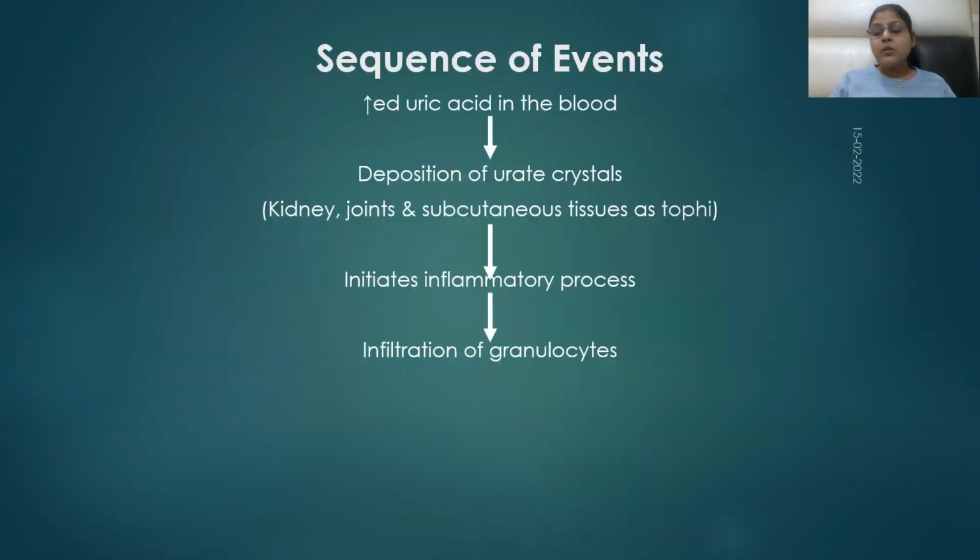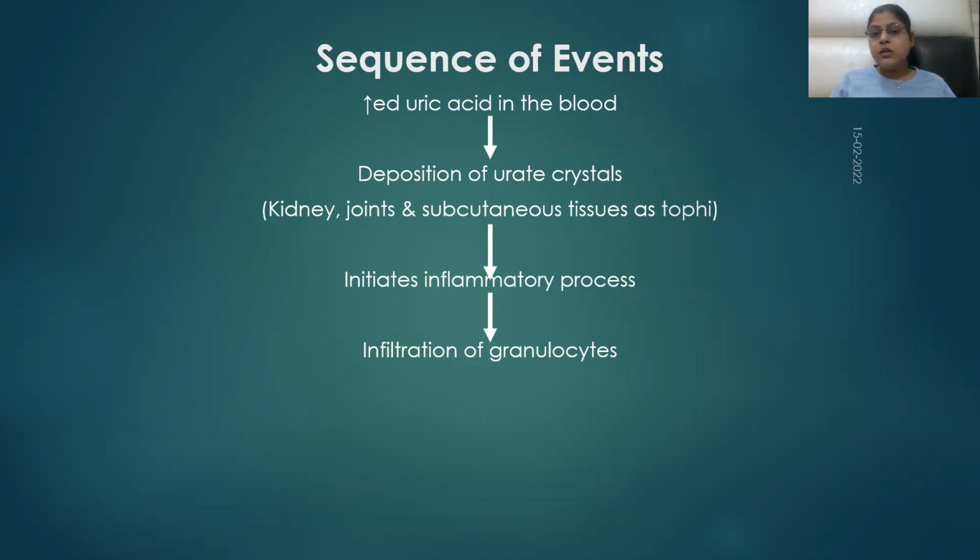Now, what is the pathophysiology of gout or hyperuricemia? There are increased uric acid levels in the body that will lead to deposition of uric crystals. In acute gout, there is deposition of uric crystals in joints like the kidney, joints, and subcutaneous tissues as tophi. And in chronic gout, subcutaneous tophi are formed, and that will initiate the inflammatory process.